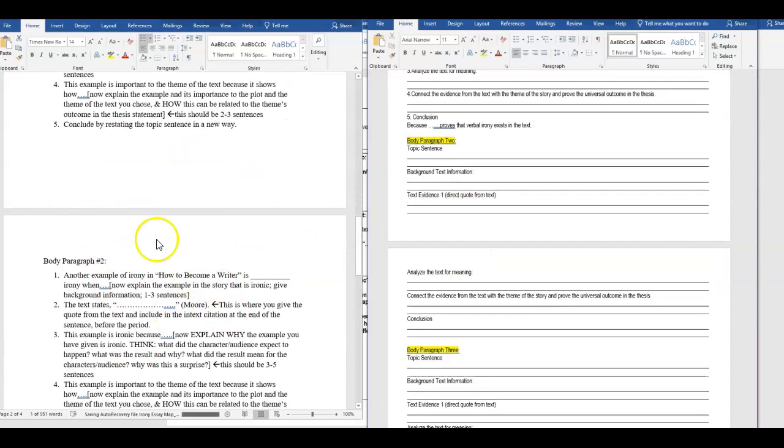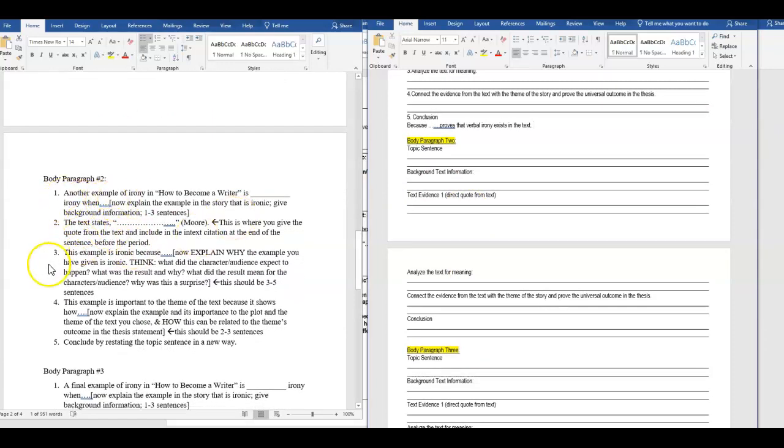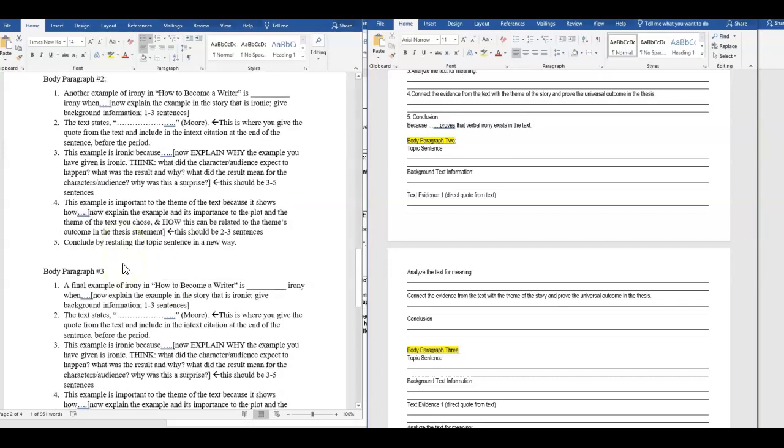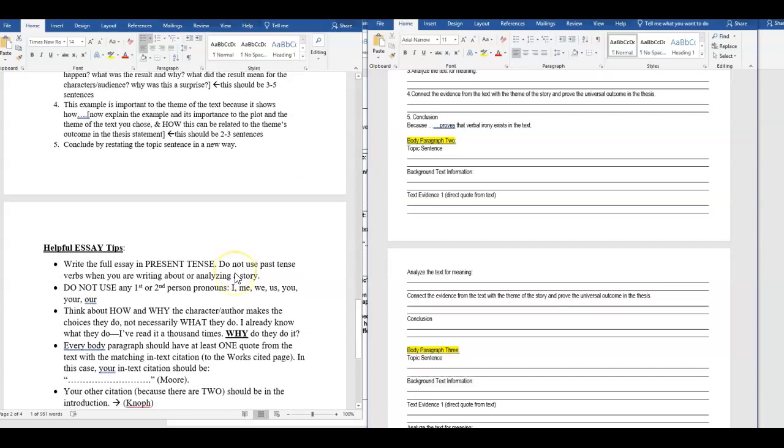This document here tells you exactly what to put, where, how, and in what order. So follow this exactly. Otherwise, you cannot make above a 60. If you don't follow directions, I cannot even give you a passing grade. So make sure that you're following directions.